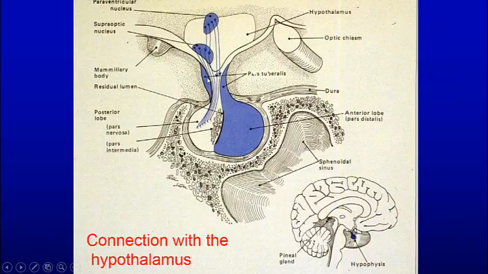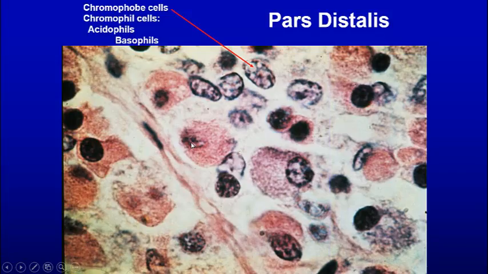So as I mentioned, neuron cell bodies are located up there, some of which apparently synapse, releasing their hormones in there. So they are connected vascularly as well as by connective tissue. We have chromophobes that don't like stain, acidophils, and basophils is what we have.